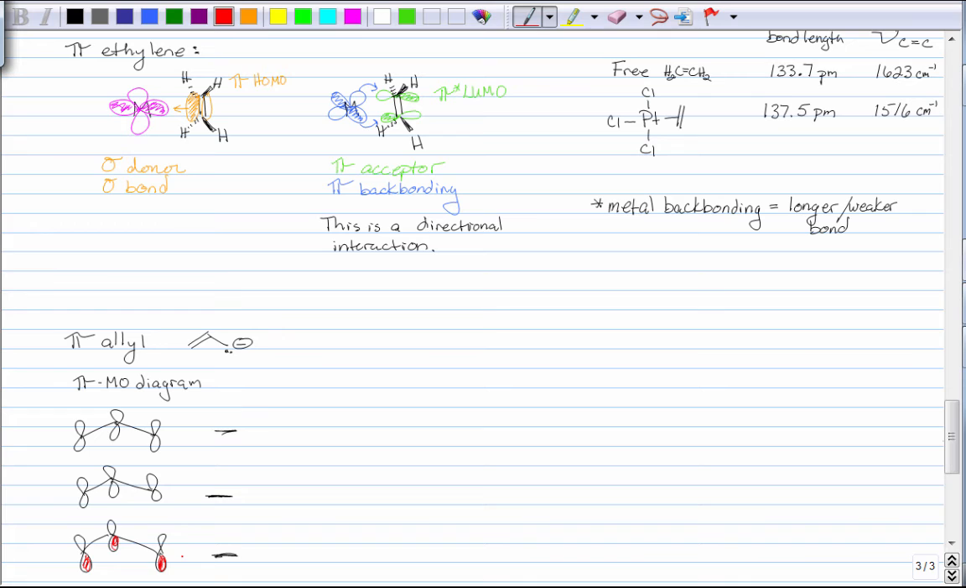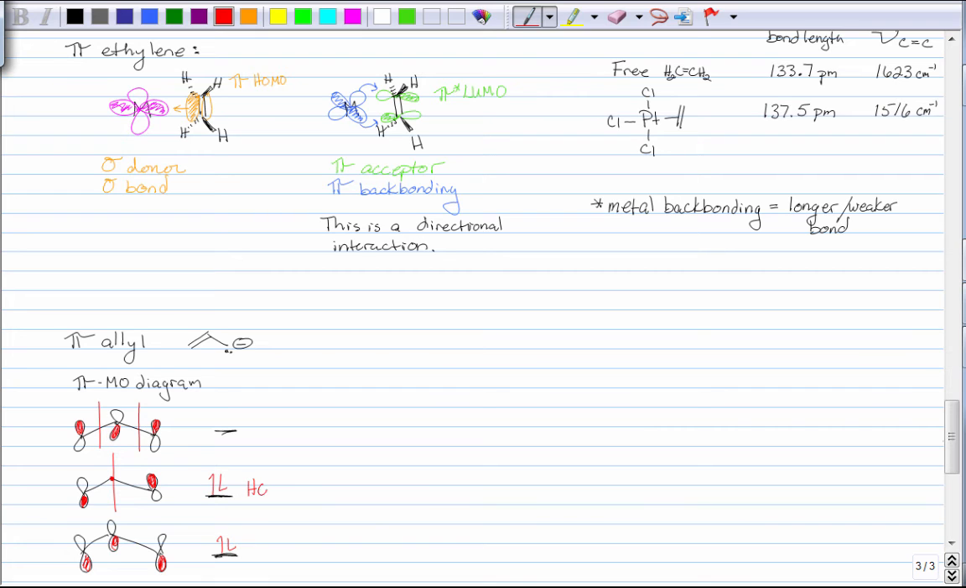The next energy level will actually have 1 node directly through the center carbon. I could actually erase that center p orbital and replace it with a node. And the third highest energy level molecular orbital has 2 nodes, 1 between each carbon. This whole system has a total of 4 electrons.